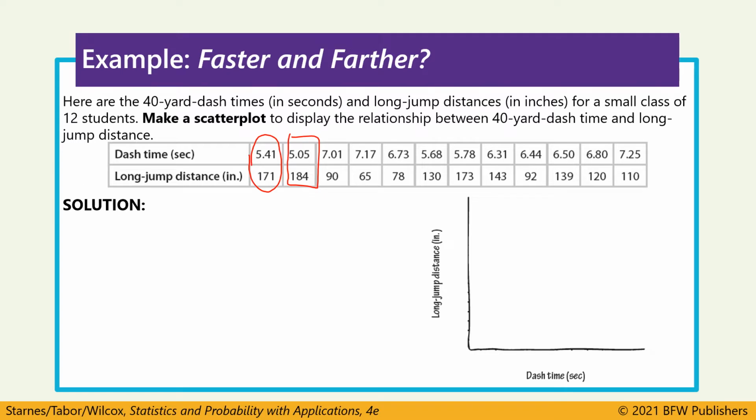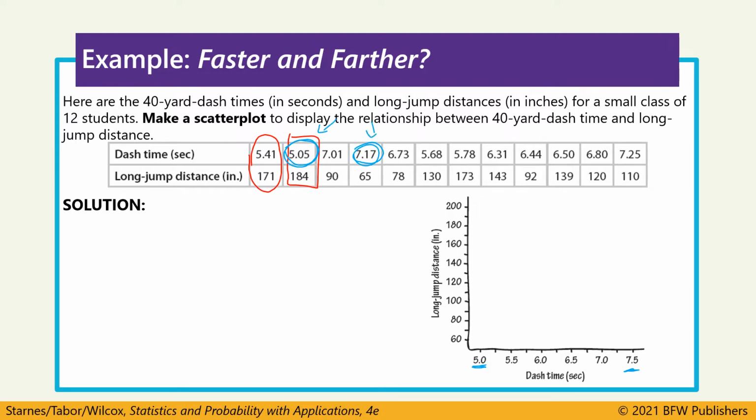All right, so to start, when we make a scatter plot, we want to label our axes and create our scales. So when it comes to creating our scales, we're going to look for the minimum value and the maximum value in each variable. So for dash times, we don't need to start our axes at 0, 0. Instead, we're going to scale this to accommodate the minimum and maximum. So from 5 seconds to 7.5 seconds will accommodate that minimum and maximum.